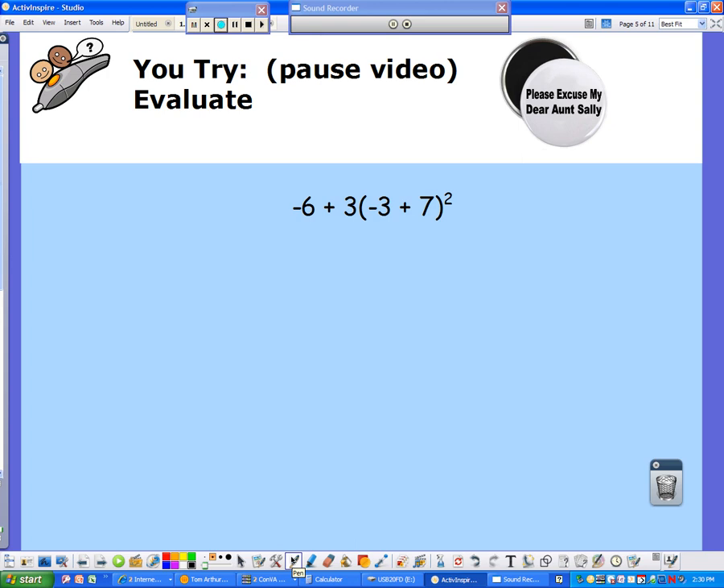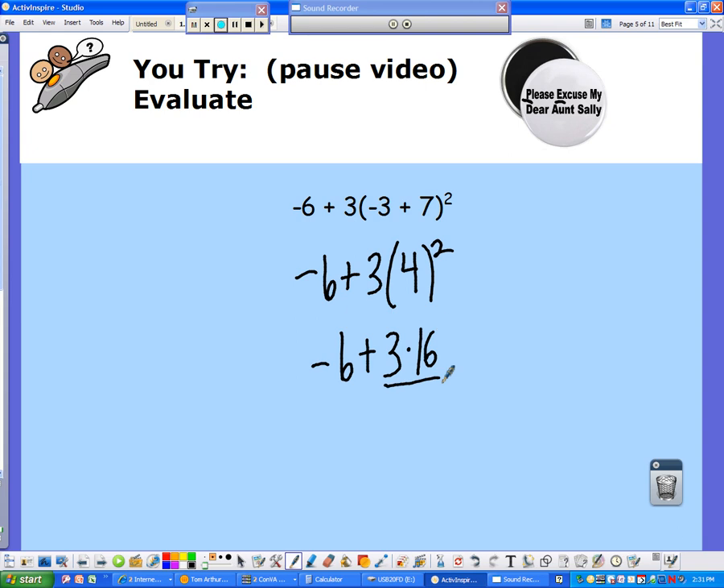When we do this, remember, the P stands for parentheses. We got to do everything in parentheses first. So negative 3 plus 7 gives me 4 to the 2nd power. E stands for exponents. So negative 6 plus 3 times 4 squared, and 4 squared gives us 16. And then the next step would be take care of all of your multiply and divide. So when you take 3 times 16 that gives you an answer of 48. Everything else we're going to bring down. And then negative 6 plus 48 gives us 42.